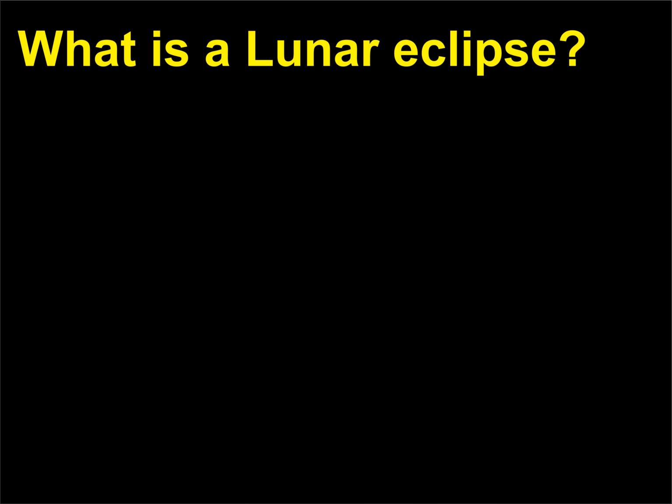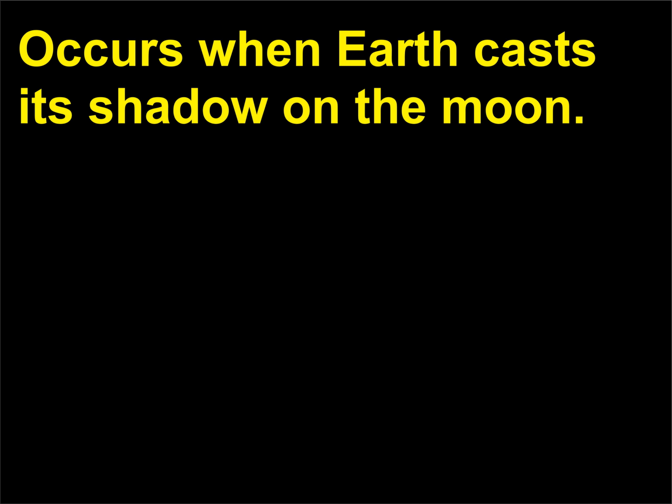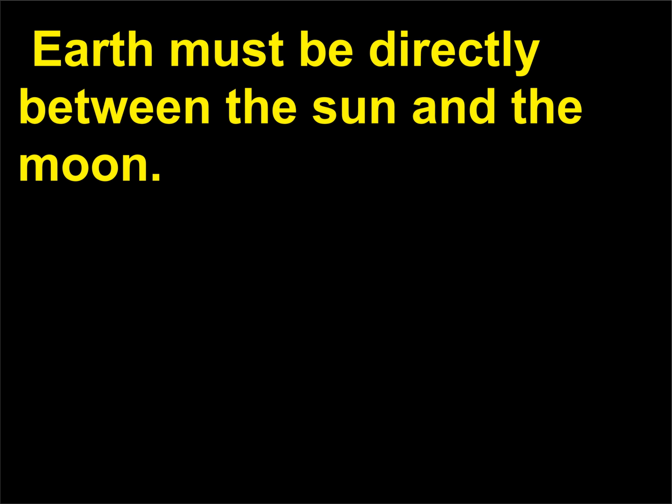What is a lunar eclipse? Occurs when Earth casts its shadow on the Moon. Earth must be directly between the Sun and the Moon.